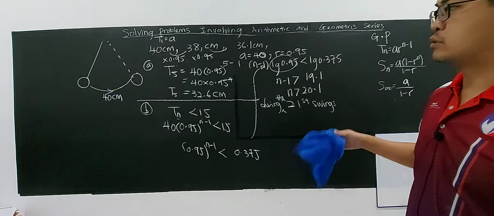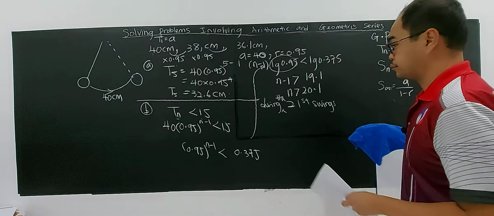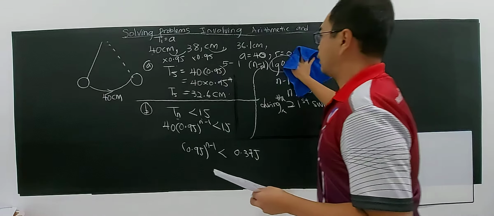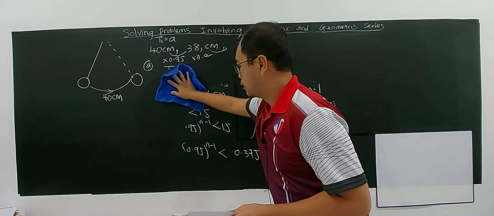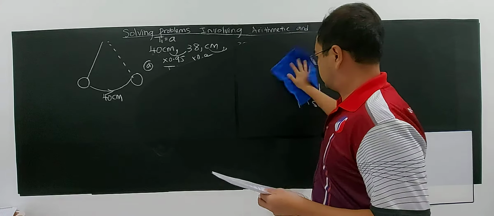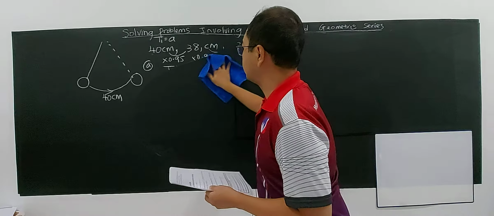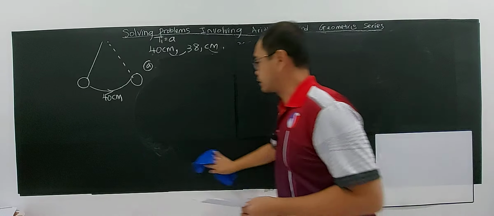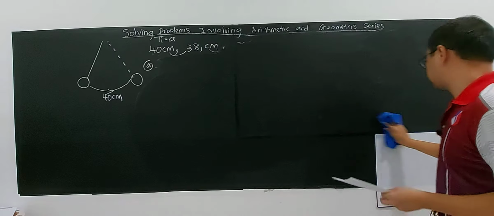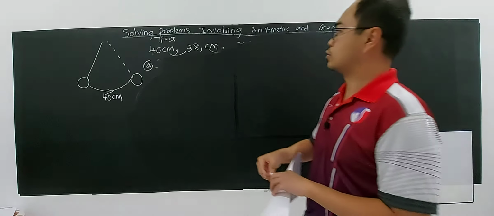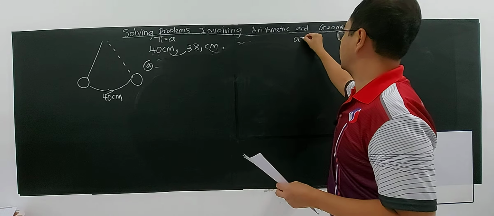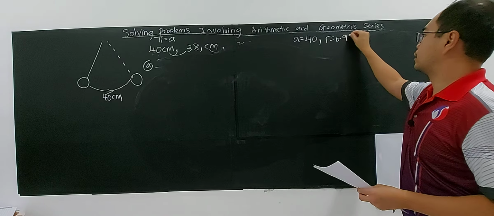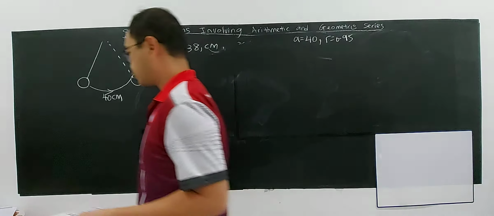Now you can pause the video and try to look at how to solve the problem for C. This is an experiment, so you are using mathematics to help you calculate. Just now you know that your first term is 40 and your common ratio is 0.95.